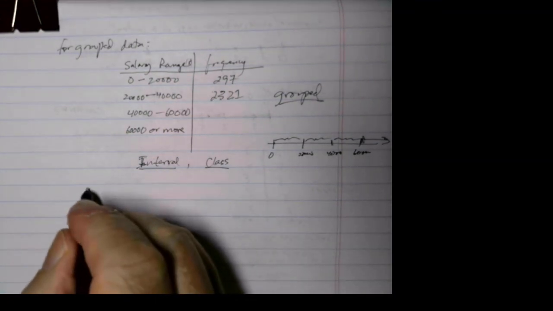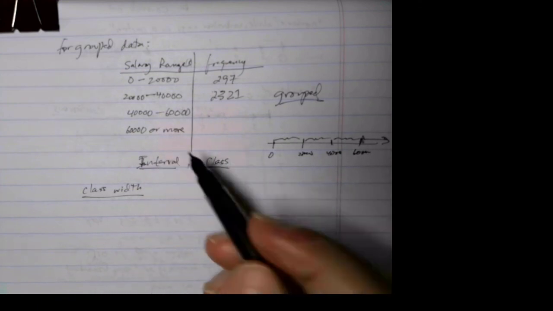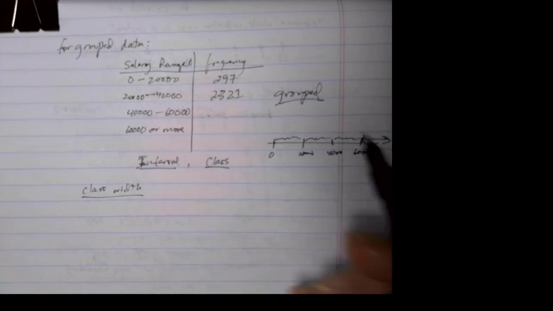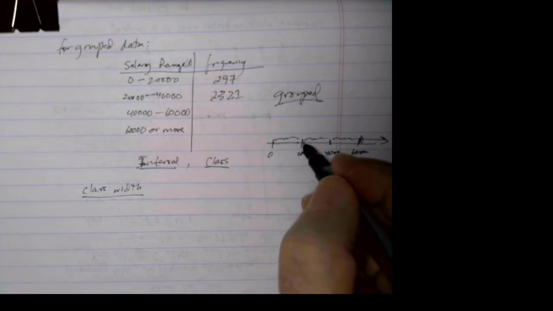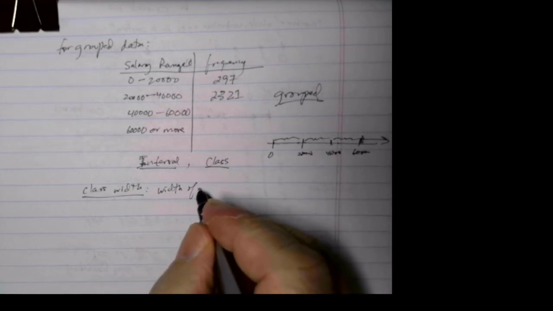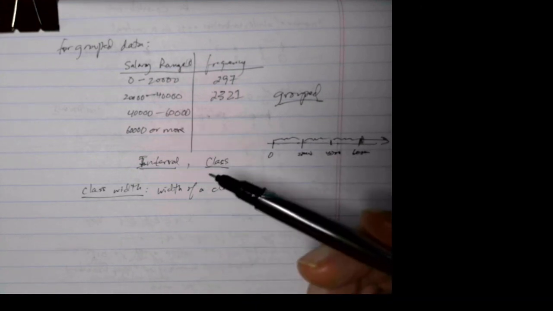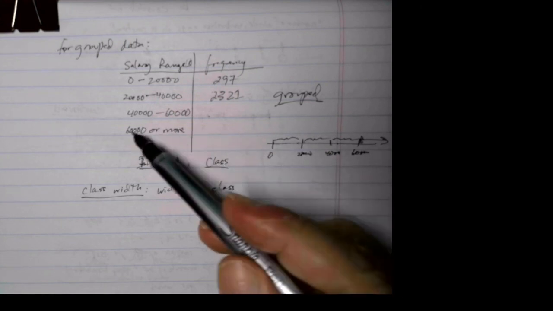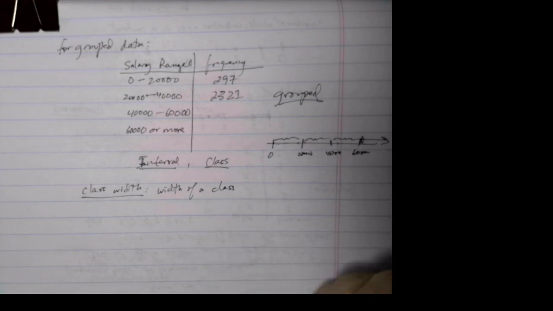Okay. One more word about this. The class width in a frequency distribution table like this is this width right here. If you put these on a number line and measured this distance, it would be 20,000 from here to here, here to here. It is the width of a class. And if you were ever asked for a class width in a problem, which once in a while you might be, there would not be a class like this, or else it would ask you for the width of a particular class.